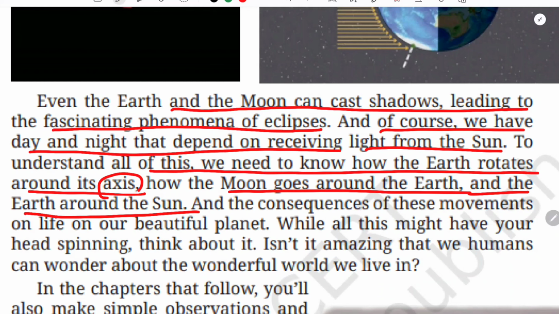And how the Moon goes around the Earth, because this Moon is visible from the Earth, isn't it? So how is this possible, how is this visible, and the Earth around the Sun, and how the Sun is visible from the Earth, how we can see the Sun every day, and the consequences of this movement in our life on our beautiful planet.